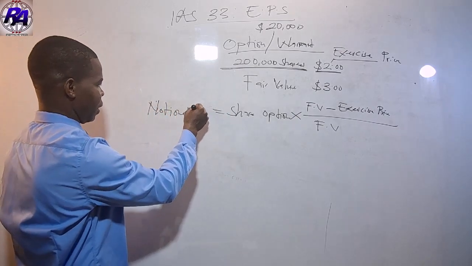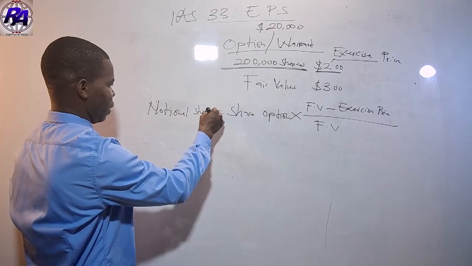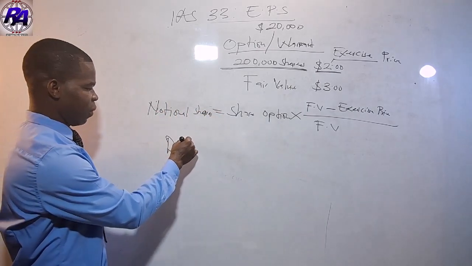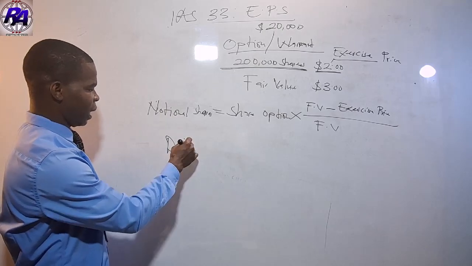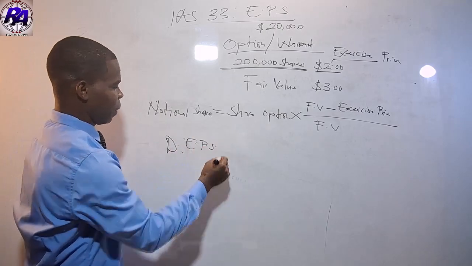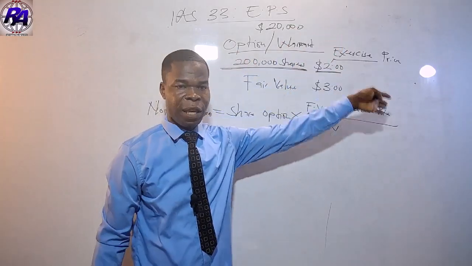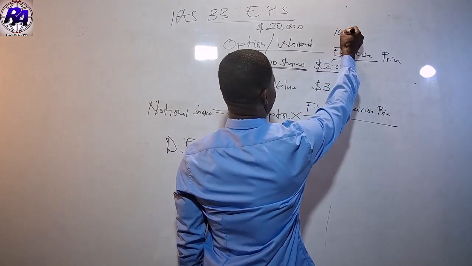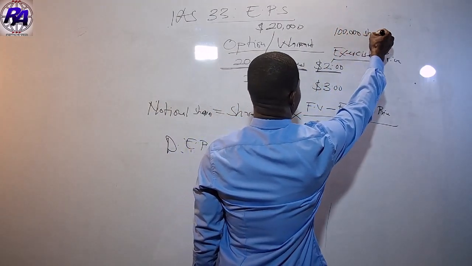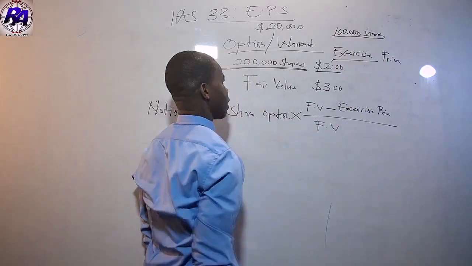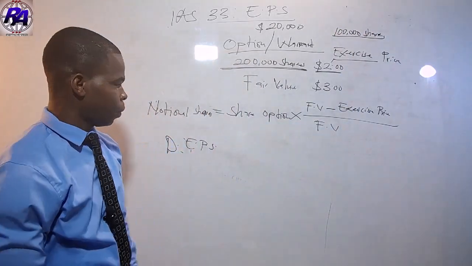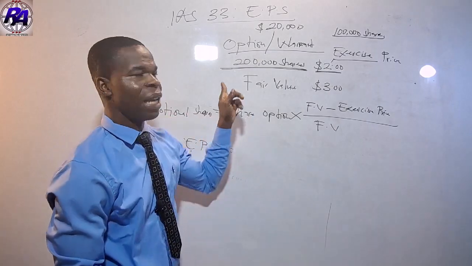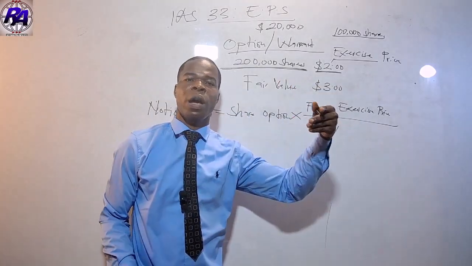So this is going to give us our notional shares. Okay. Once we get the notional shares, we can go and compute our diluted earnings per share. Assuming we are capitalized with 100,000 shares, the entity is capitalized with 100,000 shares at the beginning of the period. So this is how to determine your notional shares when it is an option or a warrant.